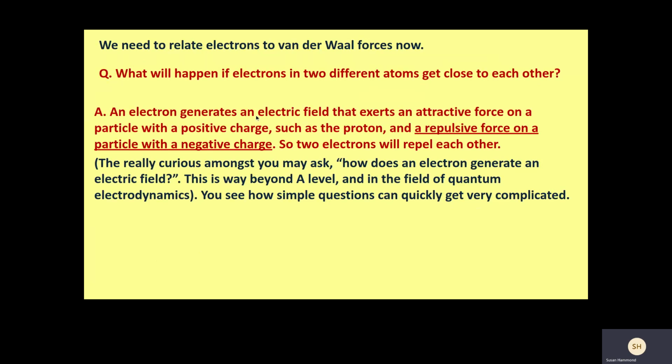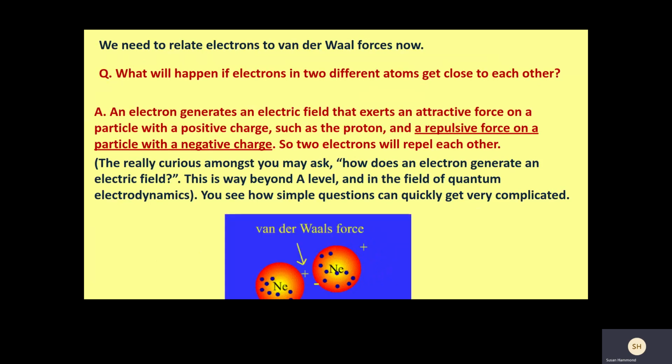We can say, and again, this is beyond A level. It's not harder, but we just don't look at it particularly. An electron is going to generate an electric field. But if we do go way beyond A level, how do you explain it? We're back to quantum electrodynamics. So if you are interested in chemistry, and this is relating to physics as well, then you can really take this much, much further and explain it a lot more.